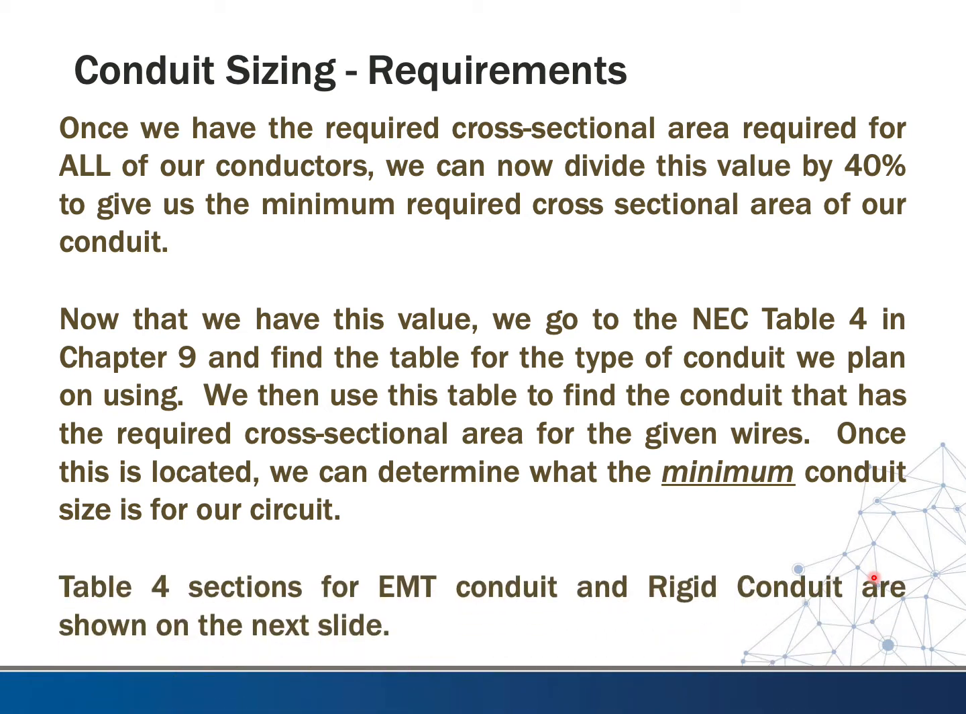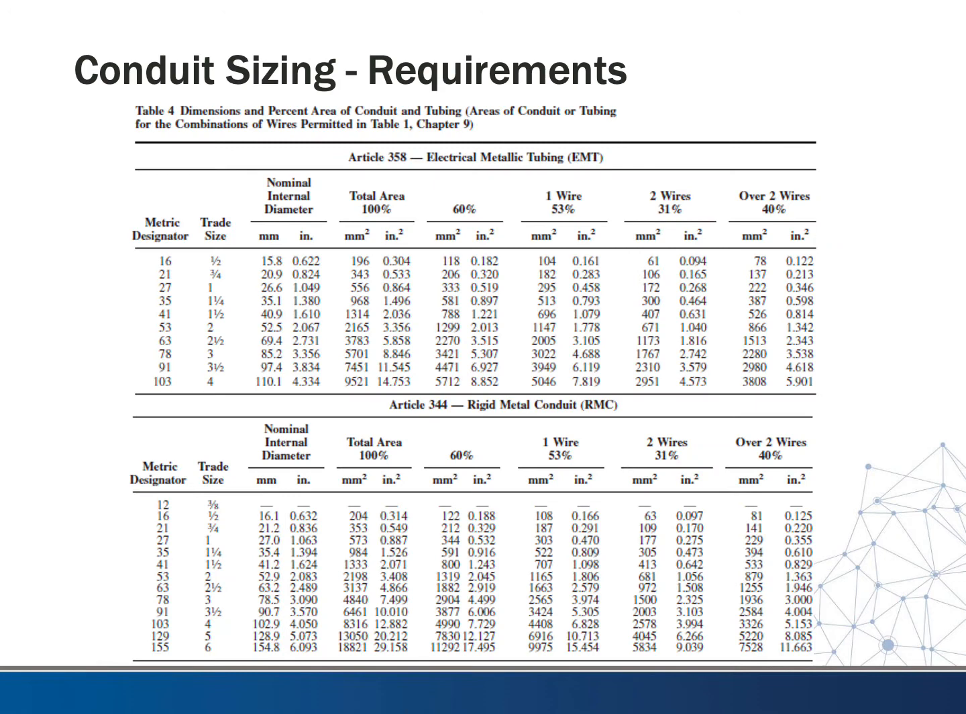Table 4 sections for EMT conduit and rigid conduit are shown on the next slide. So let's take a look at that. So again, here are some sections from Table 4, Chapter 9 of the National Electrical Code, and you can see it's referencing Article 358, which is EMT conduit, and Article 344, which is rigid metal conduit.